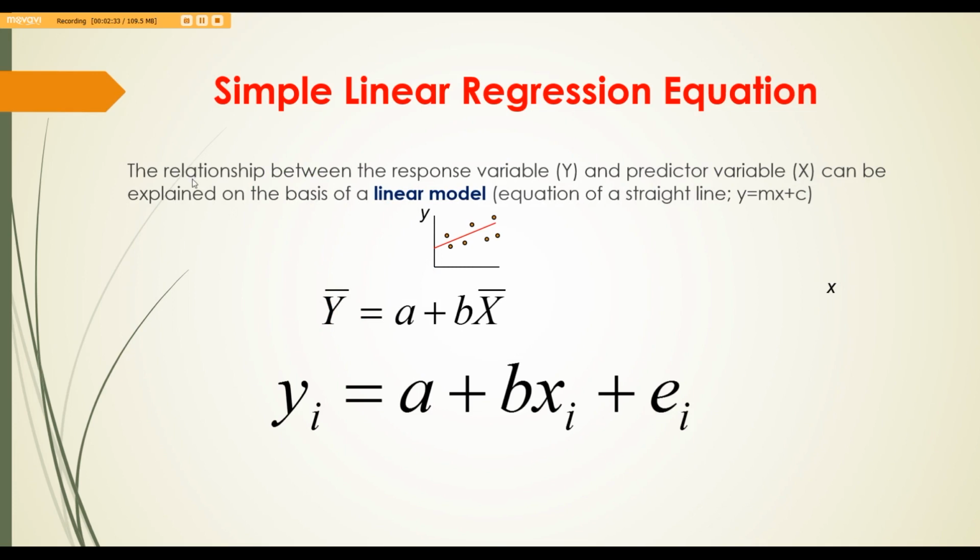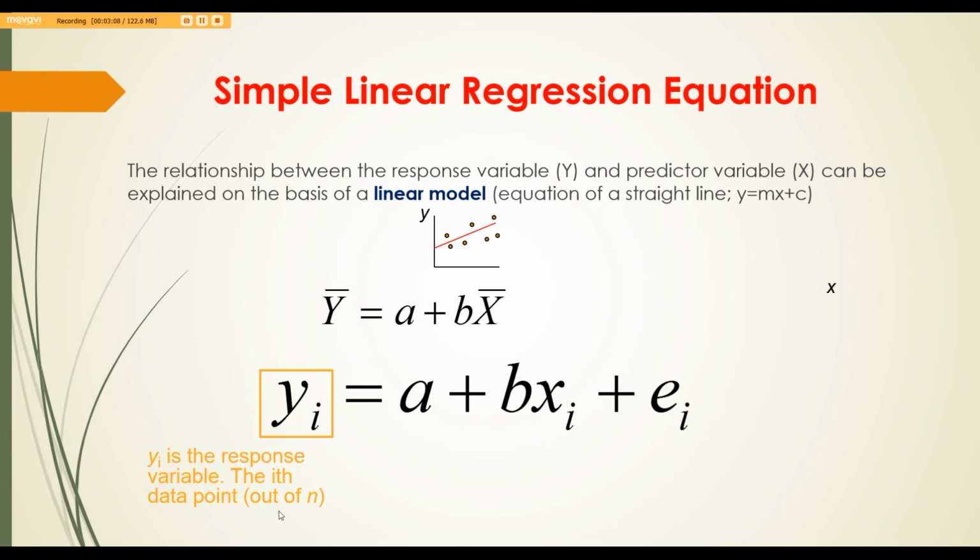So this is a simple linear regression equation, and it seeks to map the relation between response variable y and the predictor variable x on the basis of a linear model, which is the equation of a straight line, y is equal to mx plus c. So essentially this is y, and we try to relate it to x by using the equation of a straight line where a is the intercept and b is the slope.